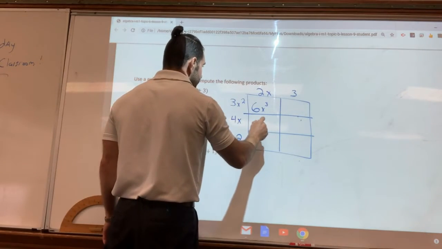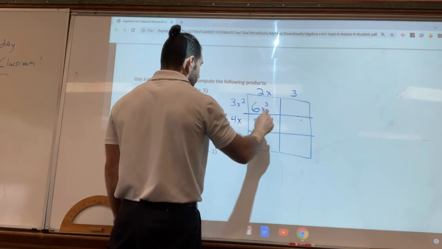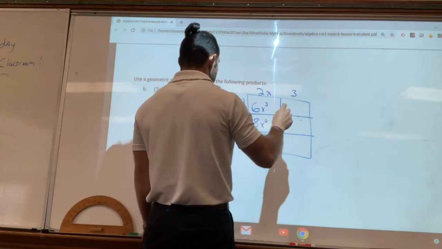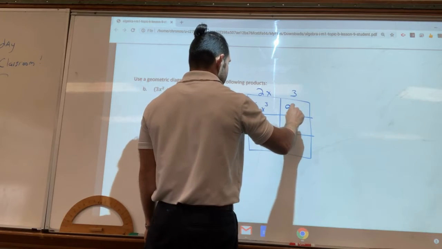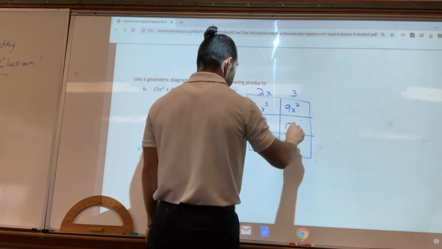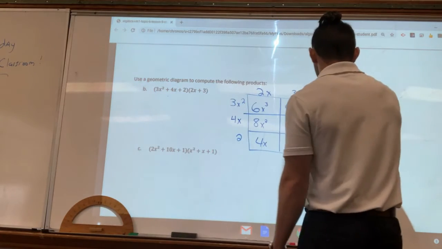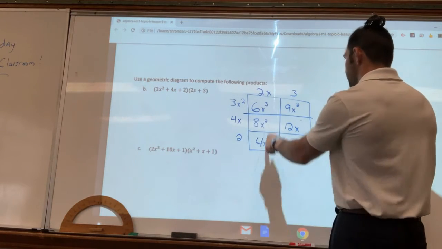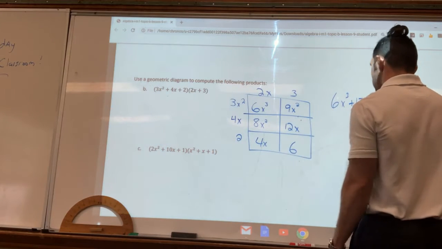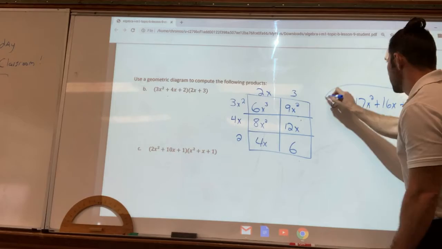2 times 4 is 8x. X times x is x squared. 2 times 2 is 4x. 3 times 3x squared is 9x squared. 3 times 4x is 12x. 3 times 2 is 6. So if I do it diagonally, I've got 6x to the third. This is plus 17x squared. This is plus 16x plus 6.